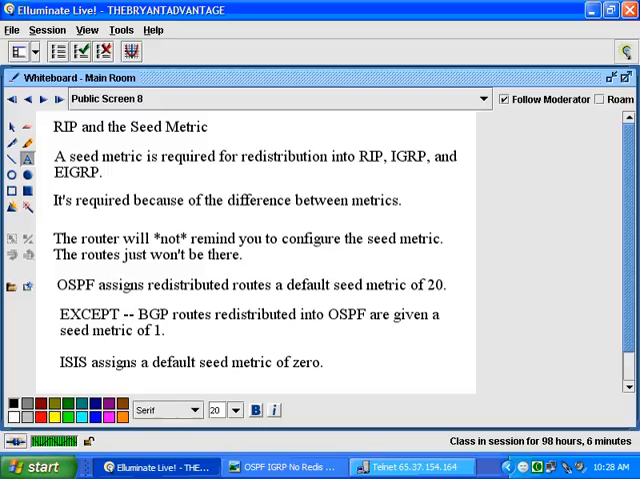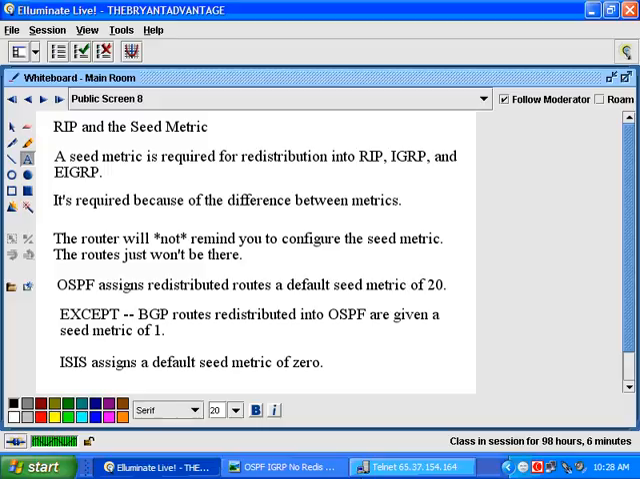If you're about to do something you probably shouldn't do, it's going to give you a prompt saying, you sure you want to do that? And if you see no for the prompt, you know you probably don't want to do that. This is not one of those situations, unfortunately, because the router will not remind you to configure the seed metric. The routes just won't be there. They will not be in the new domain. And that can really drive you crazy because it looks correct, but when you look over in the domain that should have the new routes, they're not there.